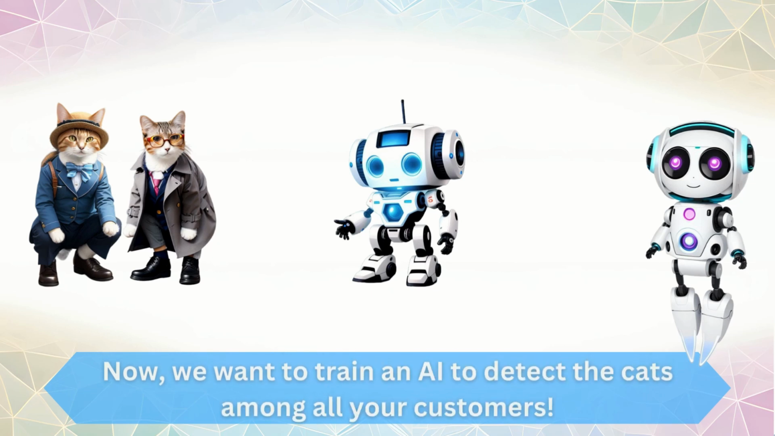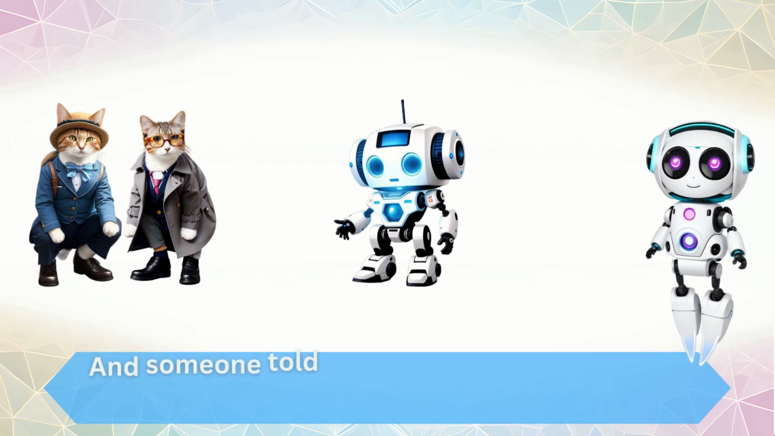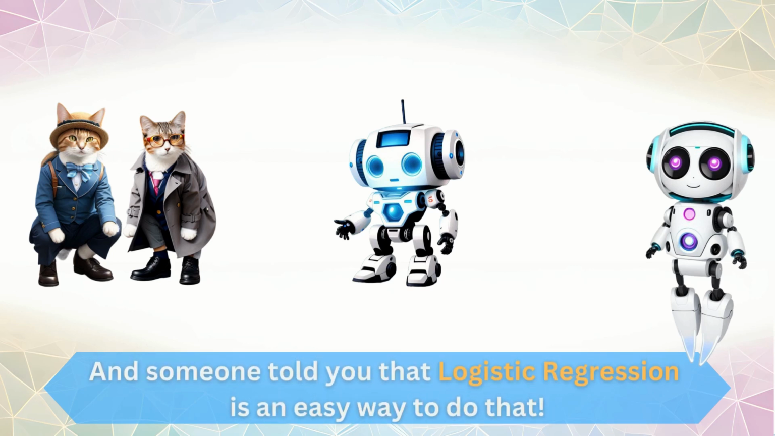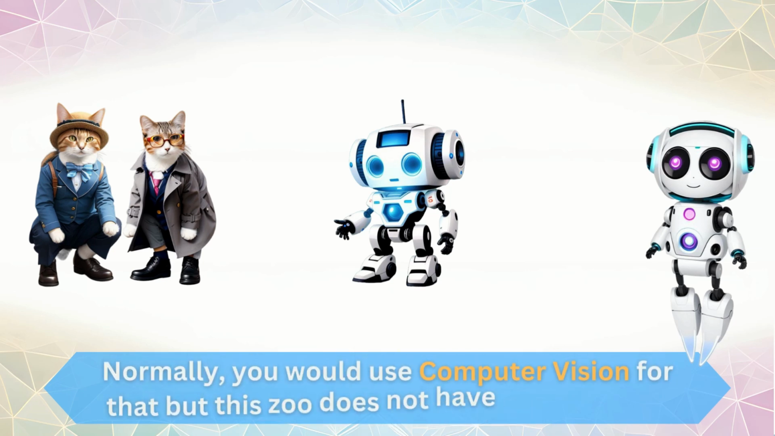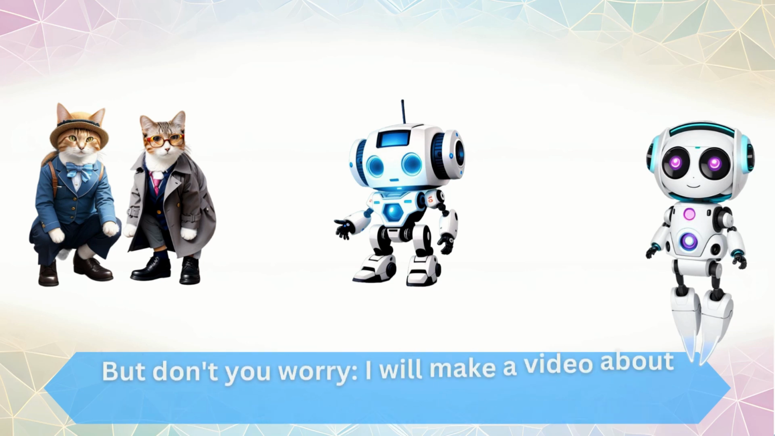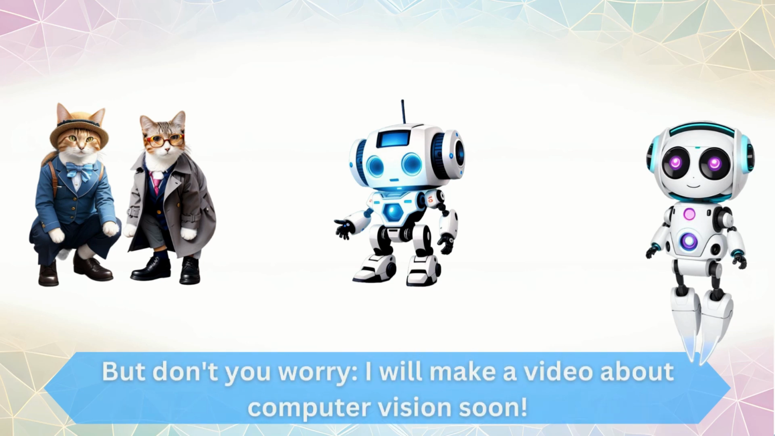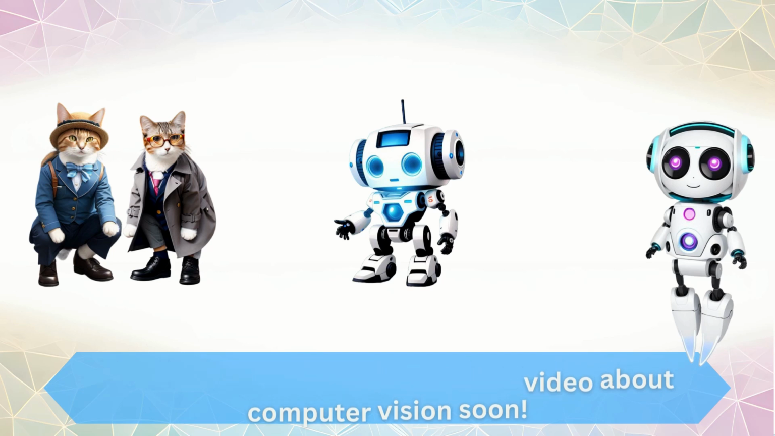Now, we want to train an AI to detect the cats among all our customers. And someone told you that logistic regression is an easy way to do that. Normally, you would use computer vision for that, but the zoo does not have any cameras. But don't you worry, I will make a video about computer vision soon.